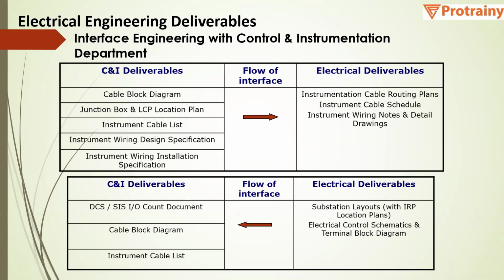Based on the cable block diagram, junction block and instrument cable list, and instrument wiring specification, we will have the instrument cable routing plan, instrument cable schedule, and instrument wiring notes and detailed drawing. Similarly, with respect to the substation layout, we will have the cable block diagram, instrument cable list, IO count, DCS, and SIS document.